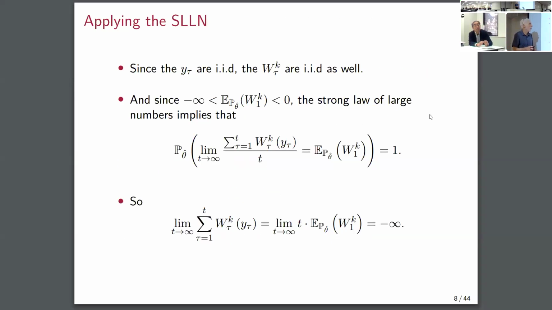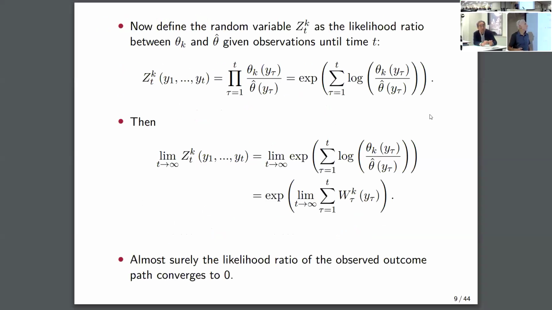Good. Right, so the probability that this equals this is one. This is a negative number. So each period, we have a negative number. The average is negative. So the sum is minus infinity. That's this. Almost done.